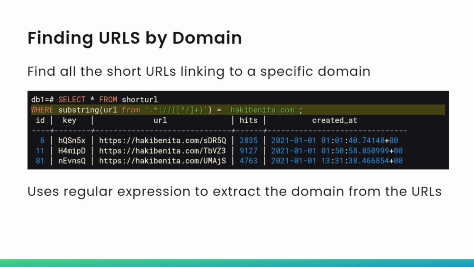This time, we want to find all the URLs by domain. We want to find out how many short URLs we have pointing to akibenita.com. For that, we can use this query using this regular expression: select star from short URL where, and this substring basically extracts the domain part from the URL. And we can see that we have 3 URLs that are pointing to the domain akibenita.com.